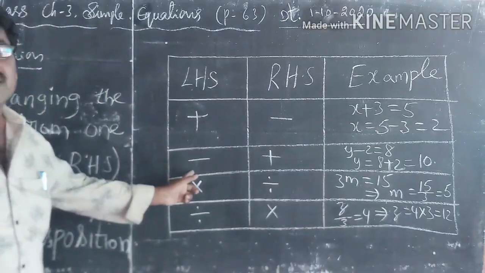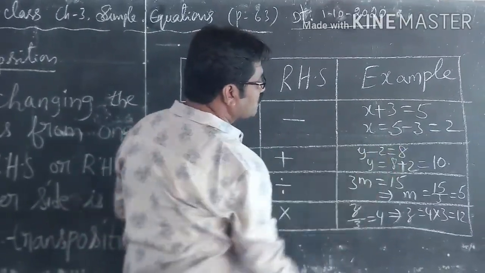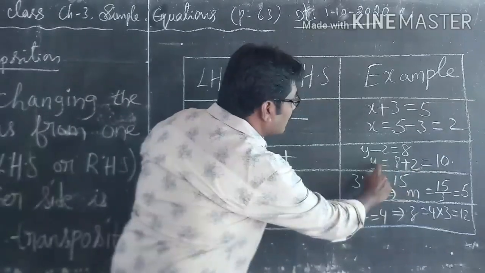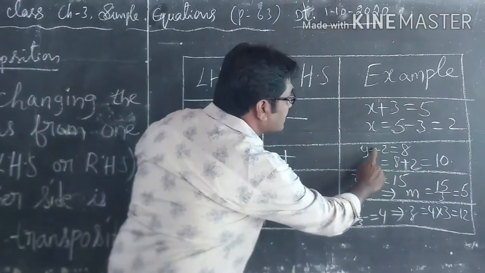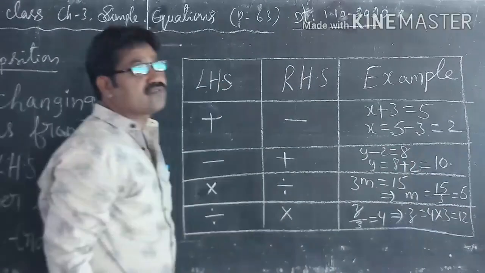Next, minus goes to plus. For example, y minus 2 is equal to 8. Minus 2 goes to the other side as plus 2. So y is equal to the right hand side as it is, 8 plus 2, which is equal to 10.